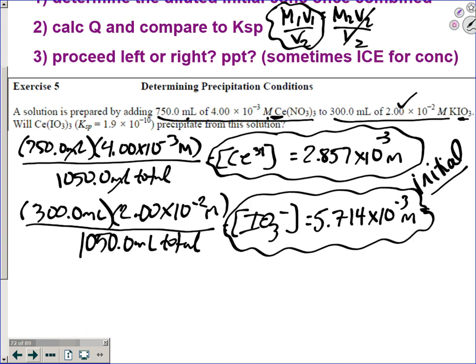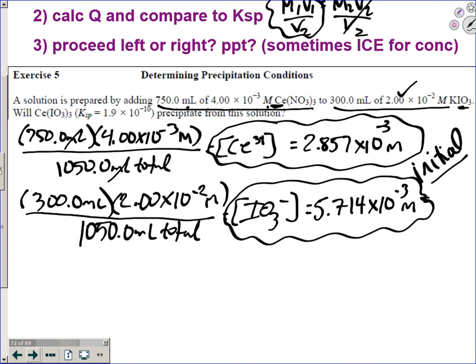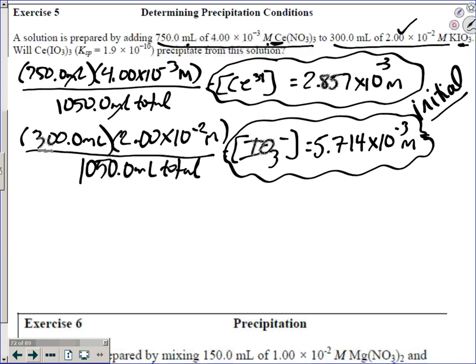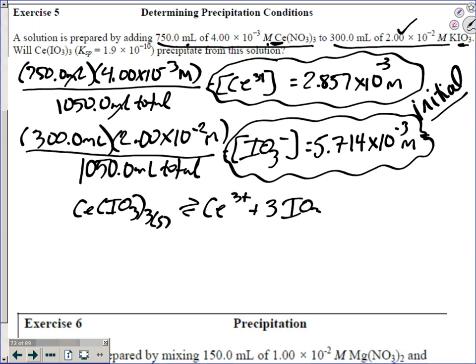A lot of us writing dissociation equations out. Be aware, you're going to forget the coefficients if you don't write the equation out and then the expression. I do it just to save you from yourselves. So what's the dissociation equation? Solid dissociates to, good, 3 iodates. Please don't forget the coefficient there because it would be problematic finding the Q value or the KSP.